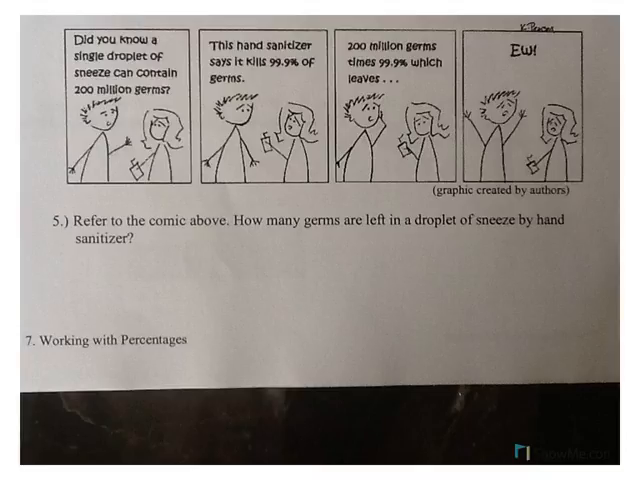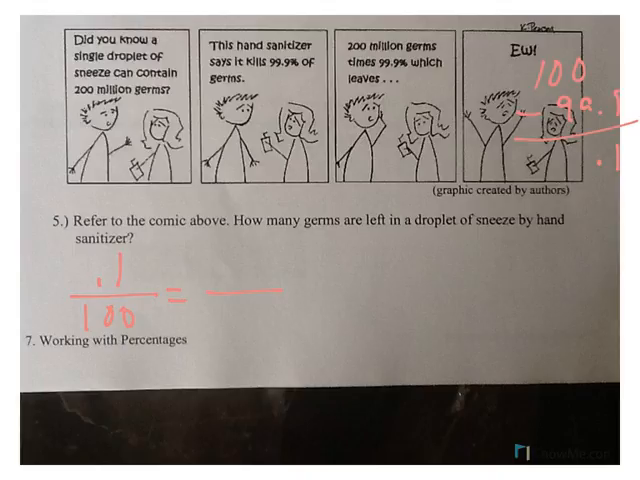Okay, well, let's think about it. If we've got 200 million germs, we're killing 99.9% of them. We still have how many germs left? If you have 100% and you kill 99.9, that means we have 0.1% of germs left. So 0.1%. That's how many germs are left.